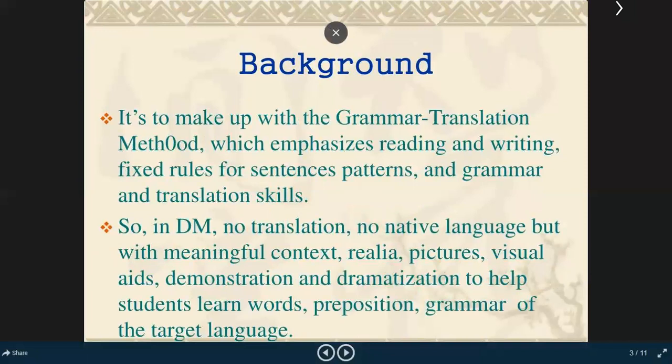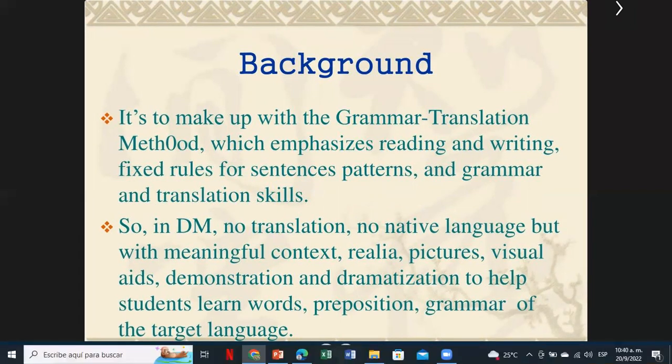It's to make up for the grammar translation method, which emphasizes reading and writing, fixed rules for sentences, pattern, and grammar and translation skills. So in DM, no translation, no native language, but with meaningful context. Realia, pictures, visual aids, which is just flashcards, posters, okay? Demonstration and dramatization to help students. For example, there are teachers who, when teaching, move their hands.